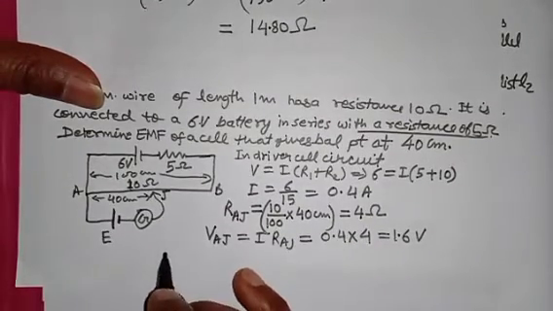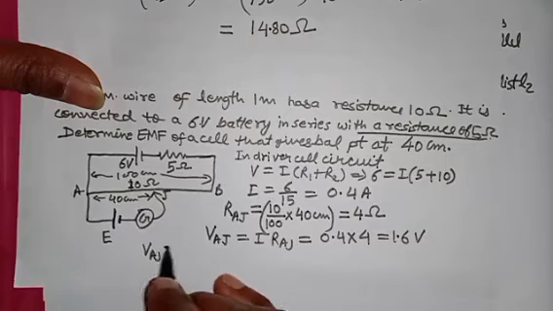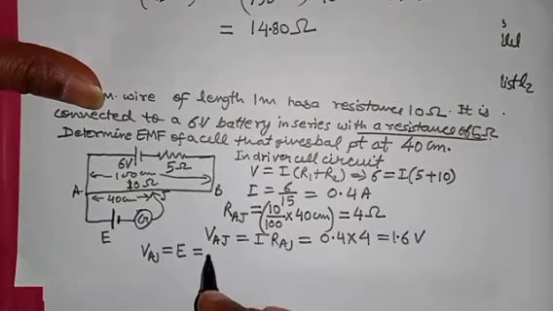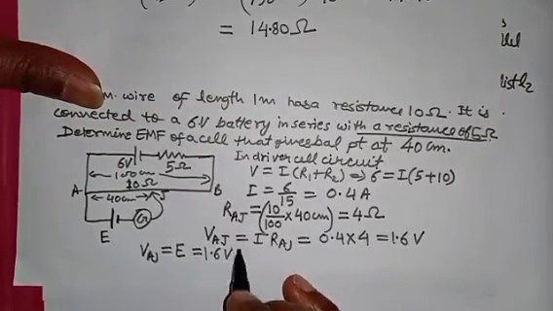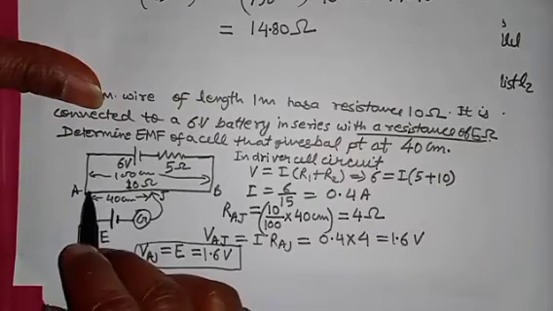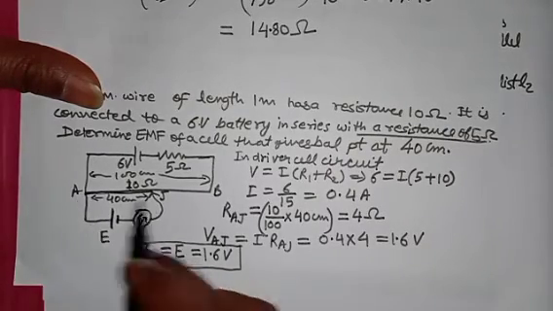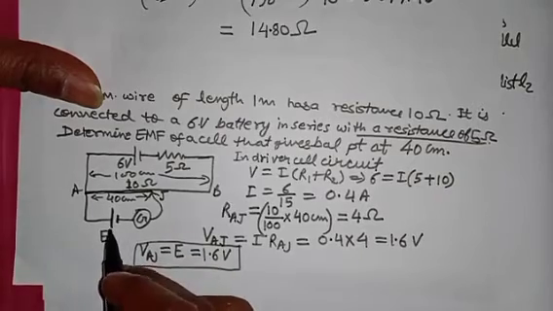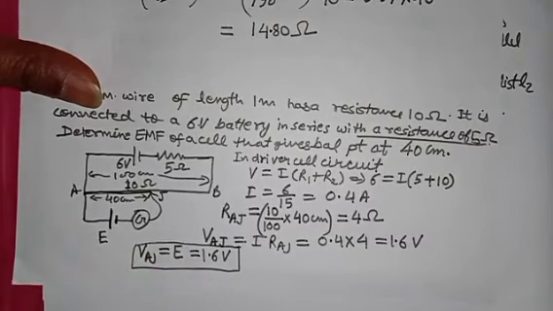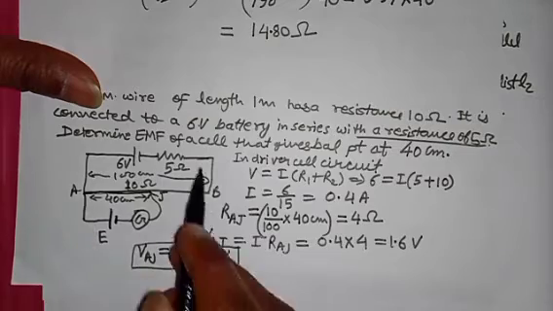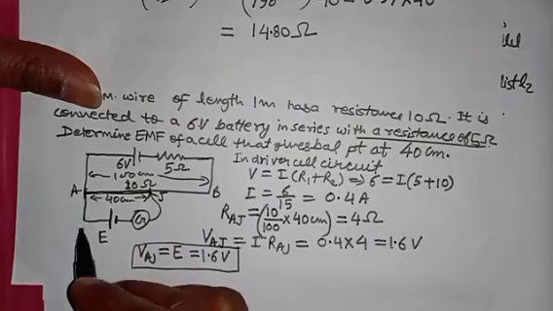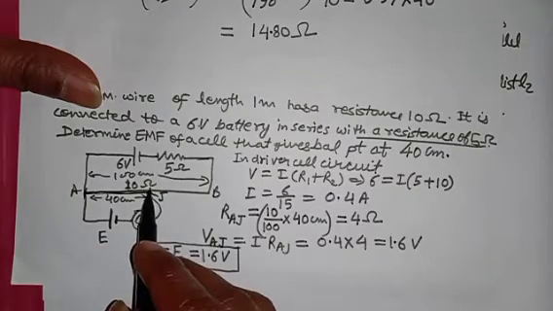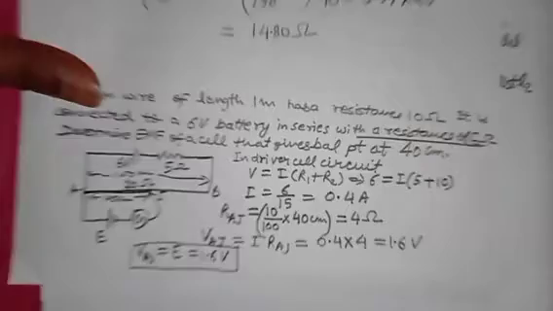And finally, this VAJ is equal to E, which is equal to 1.6 volt. So actually in this question we had to find the potential difference across AJ, and that would be the EMF of the cell. What were the steps? First find the current through this driver cell circuit, then find the resistance of this portion, and then find the potential difference of this portion, and that potential difference will be the EMF of the cell.